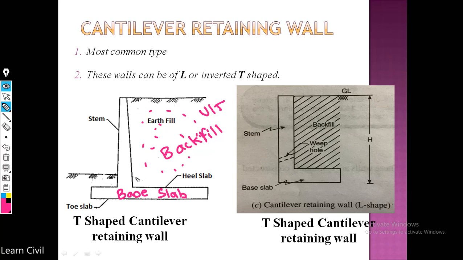The portion of this base slab towards the backfill is considered as the heel slab. So this particular area of the base slab, in this particular region, is considered as the heel slab.